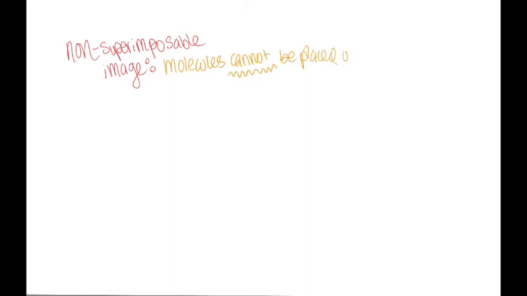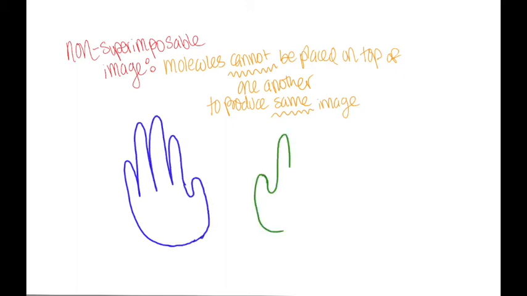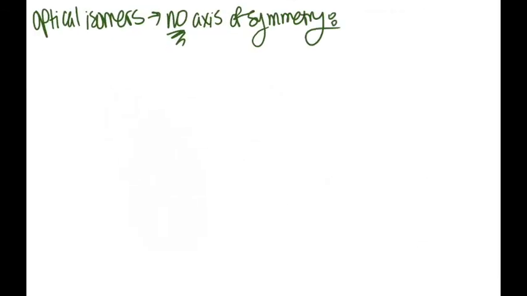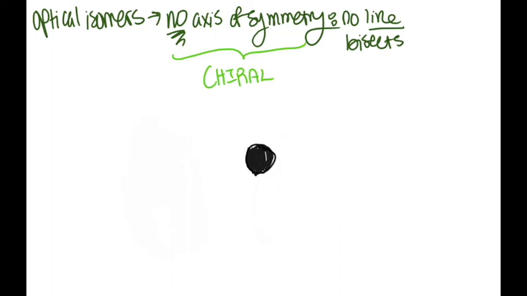Optical isomers are often described as being non-superimposable mirror images of each other, which means the molecules cannot be placed on top of one another to produce the same molecule. A way to visualize this is to think of our hands. Our left hand is a mirror image of our right, yet there's no way our left thumb can be over our right thumb if our palms are facing the same way and placed over one another. Optical isomers also have no axis of symmetry, which means that no line can bisect the compound such that the left half is a mirror image of the right half. A molecule that has no plane of symmetry is described as chiral.